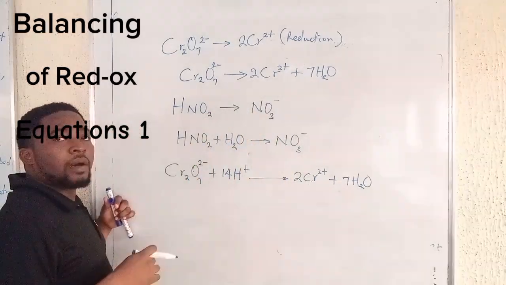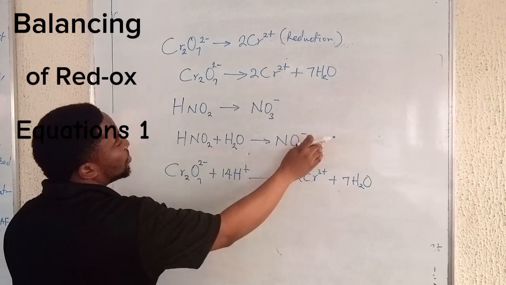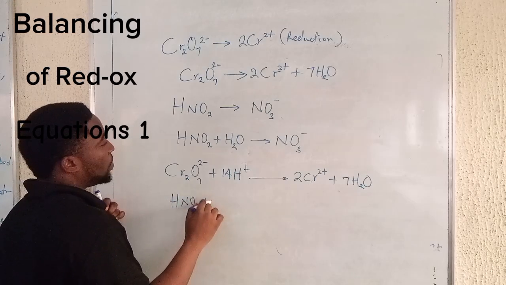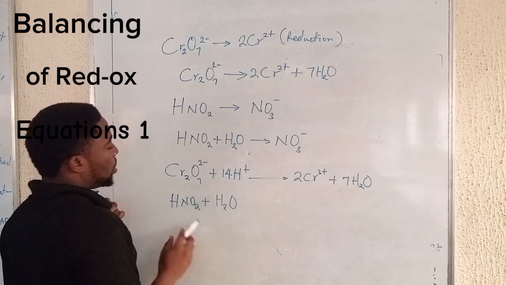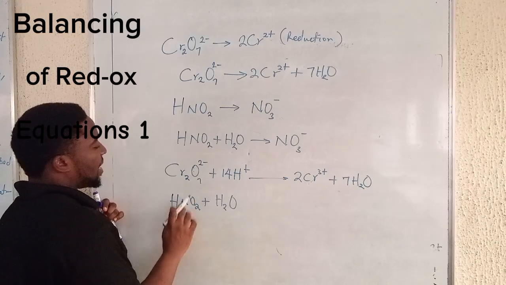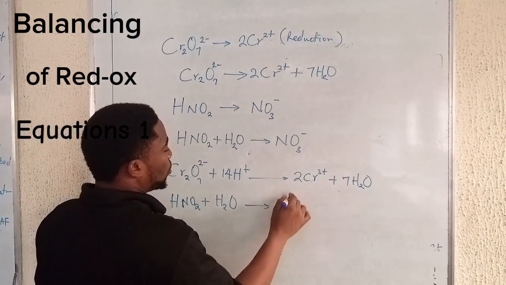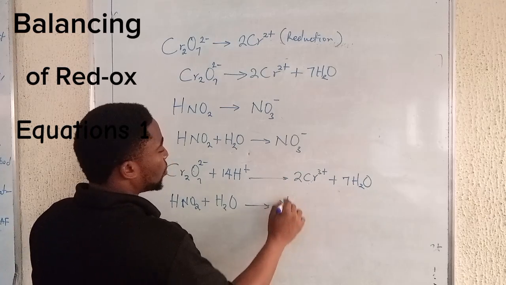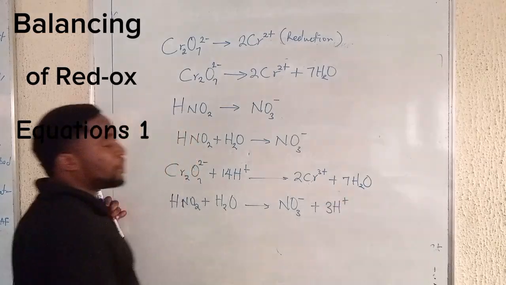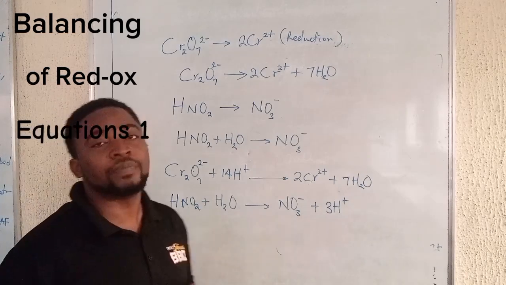Now to the oxidation half equation, I'll do the same thing. In the oxidation half equation, we don't have hydrogen on the right hand side, so I have HNO2 plus H2O. Now if you calculate the total number of hydrogen atoms we have here, we have 3 hydrogen atoms in all. So that will make me add 3 moles of hydrogen ion to the product side to balance the number of atoms of hydrogen.